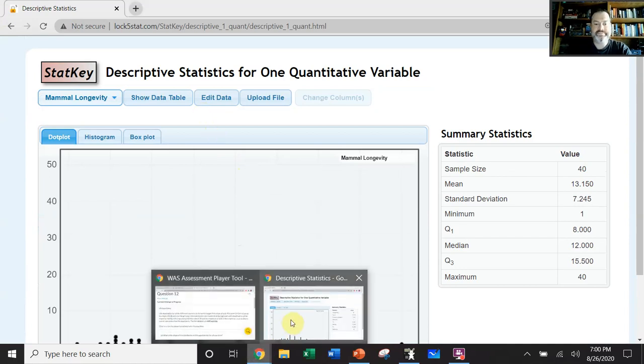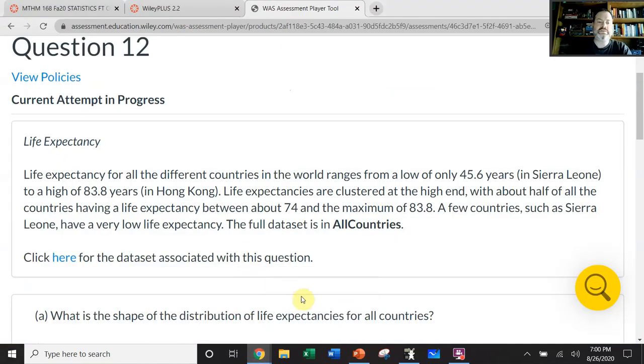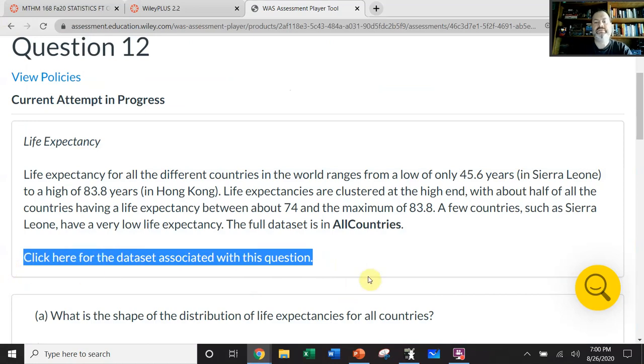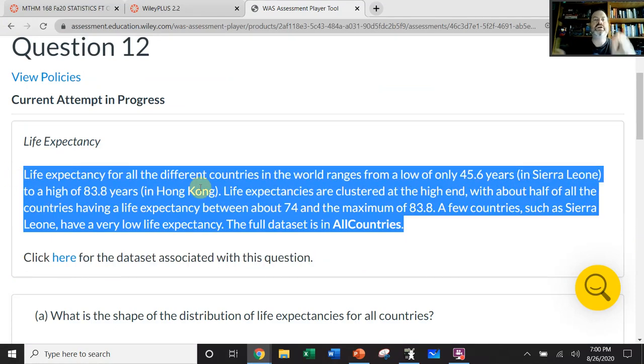Okay? So I know it looks like you're supposed to use StatKey because it says click here. I put this problem in the homework so that you can do it by just using what's given. You're gonna have to be able to deal with incomplete information. All right, so that's how you do this problem. I didn't tell you the answers, but that's how you do it.